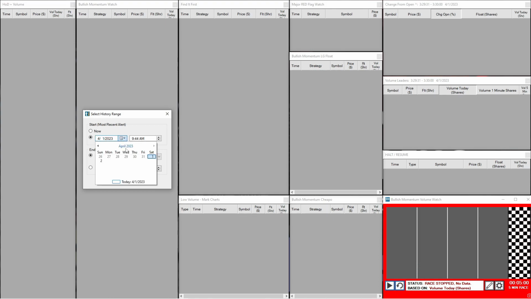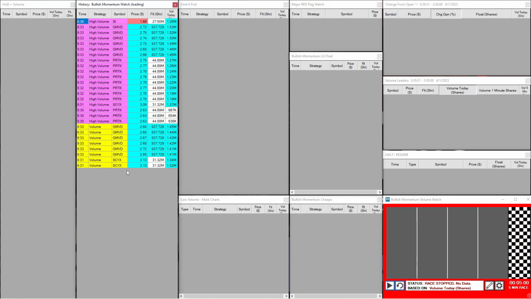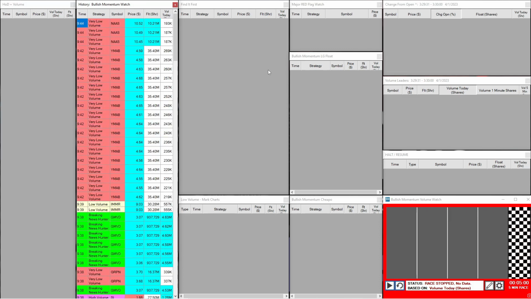Let me see if I can get the results. I'm not sure why this is being so wonky, but it is. Let me see if I can get those results without it going all wonky on us. I'll leave those results up so you guys can see. But again, all color coded, very low volume. You can see that's in red.